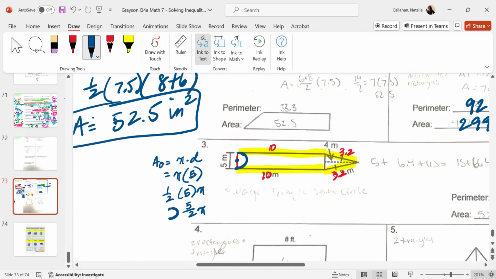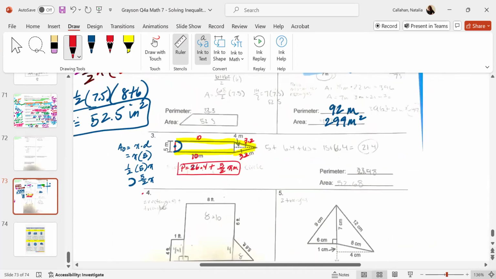Okay, so let's add everything together. So 10 plus 10 is 20. 3 plus 3 is 6, right? So this is actually going to give you 26.4, correct? Because we're going to add everything together. 26.4 is the yellow part right there, right? Plus the half a circle, 5/2 pi. That is the perimeter, in meters. If you put this in decimal, it'll tell you exactly what it is, right? That's your answer. Don't forget the pi.